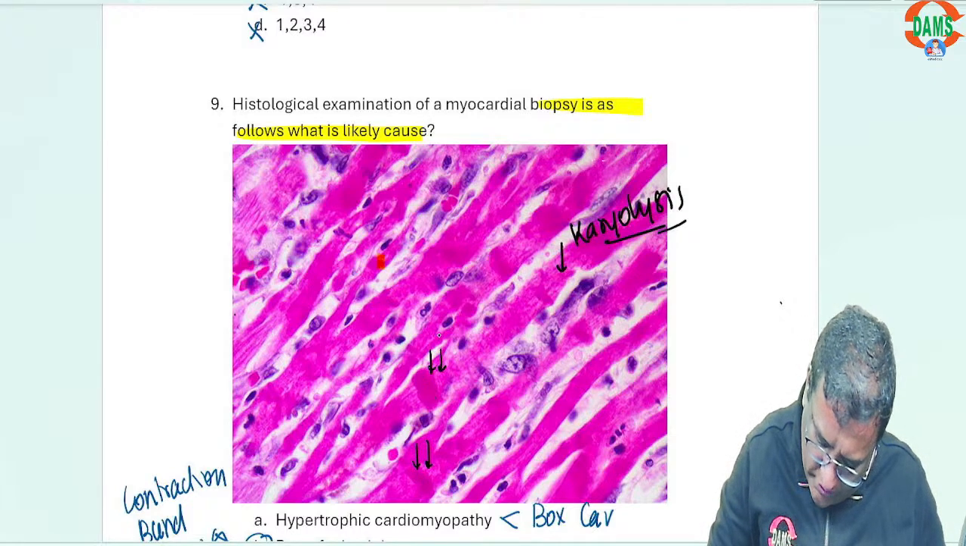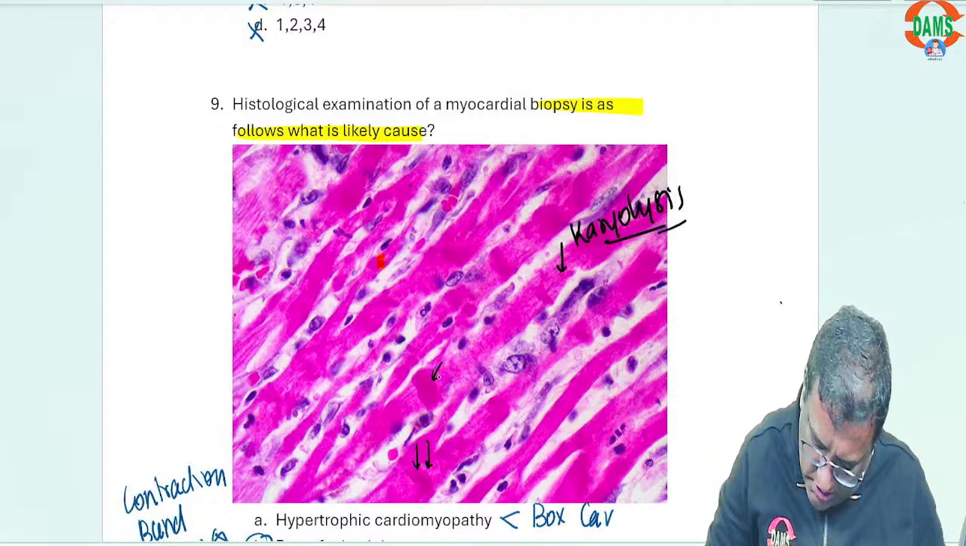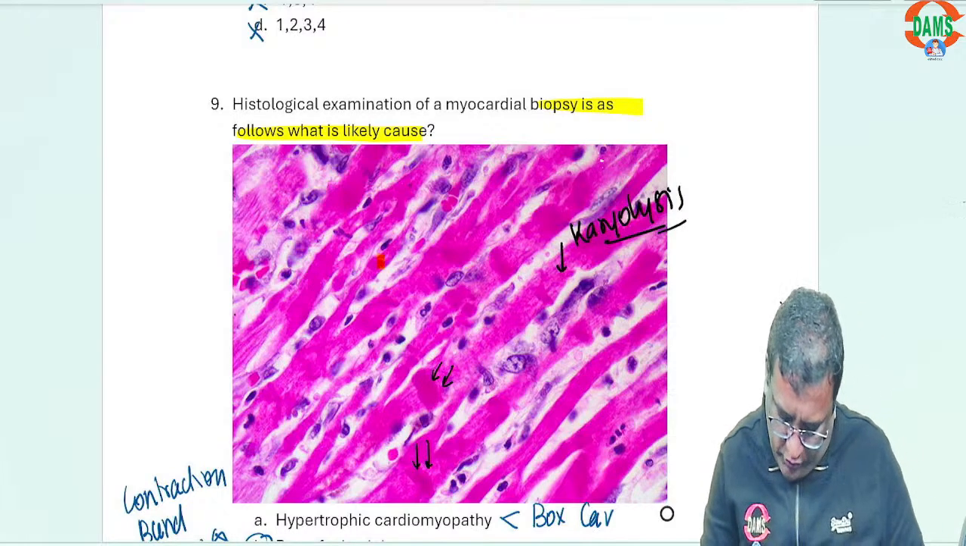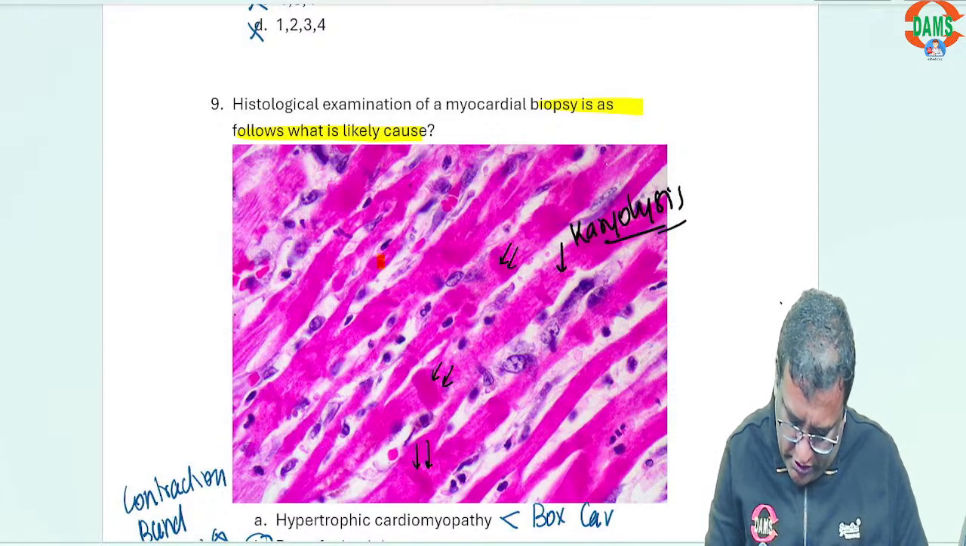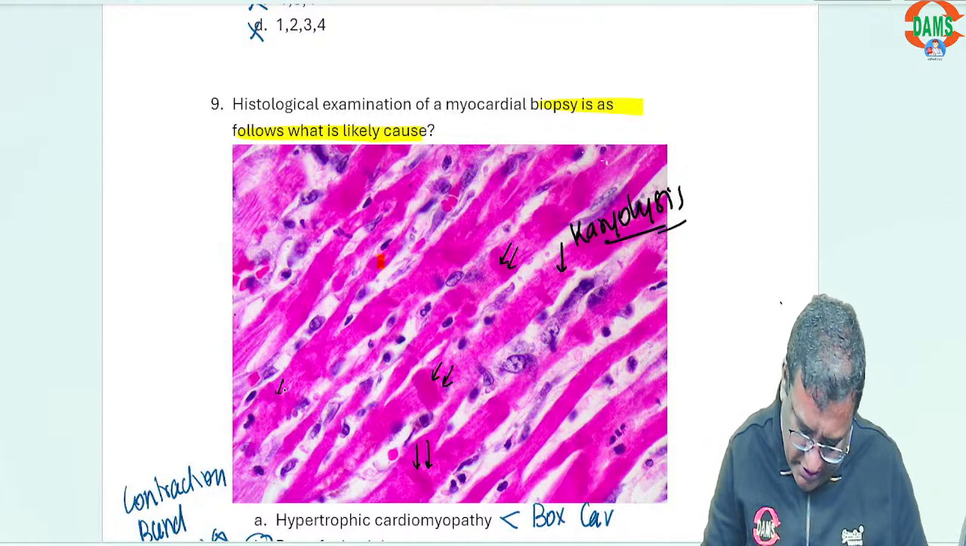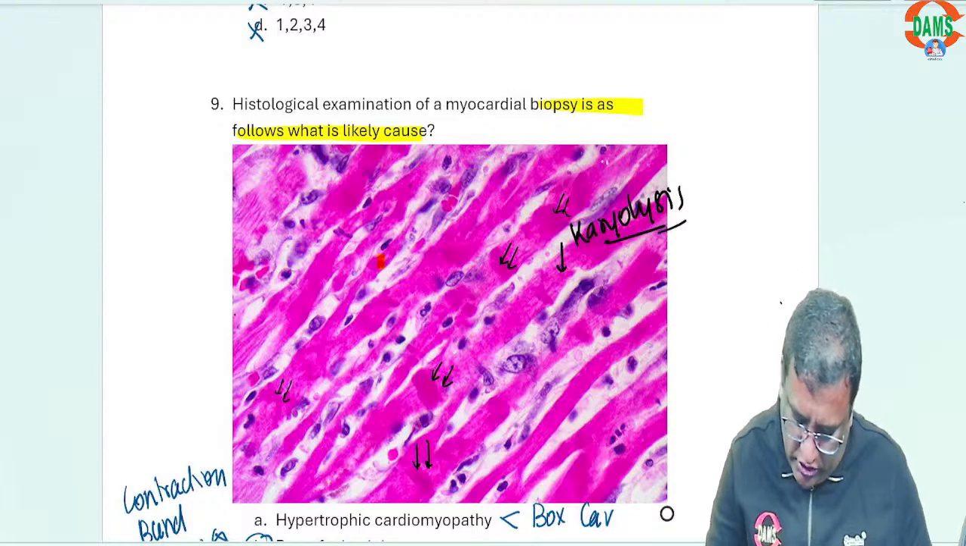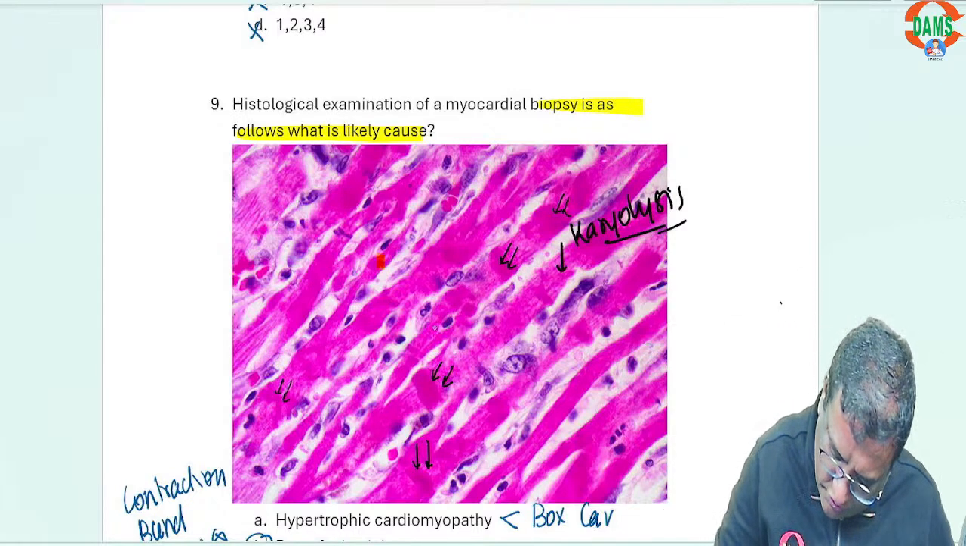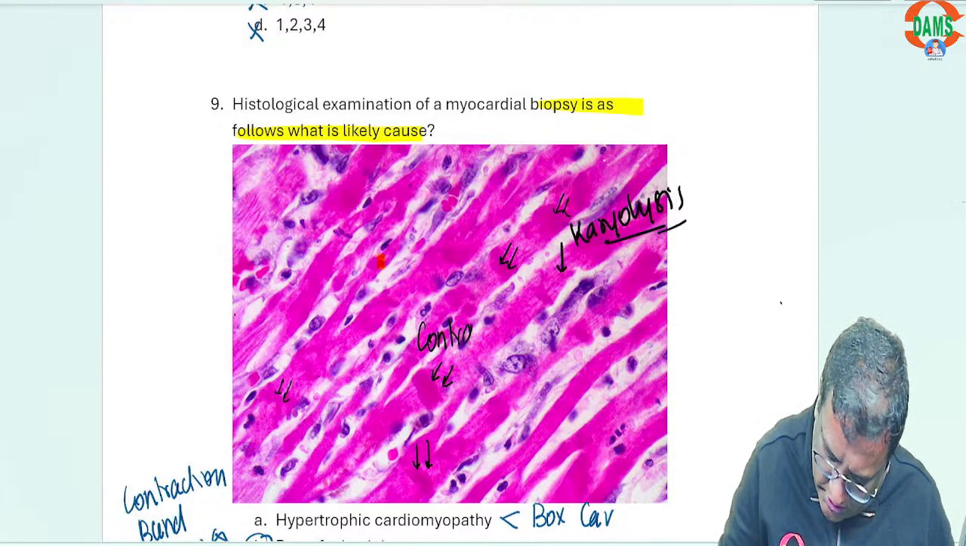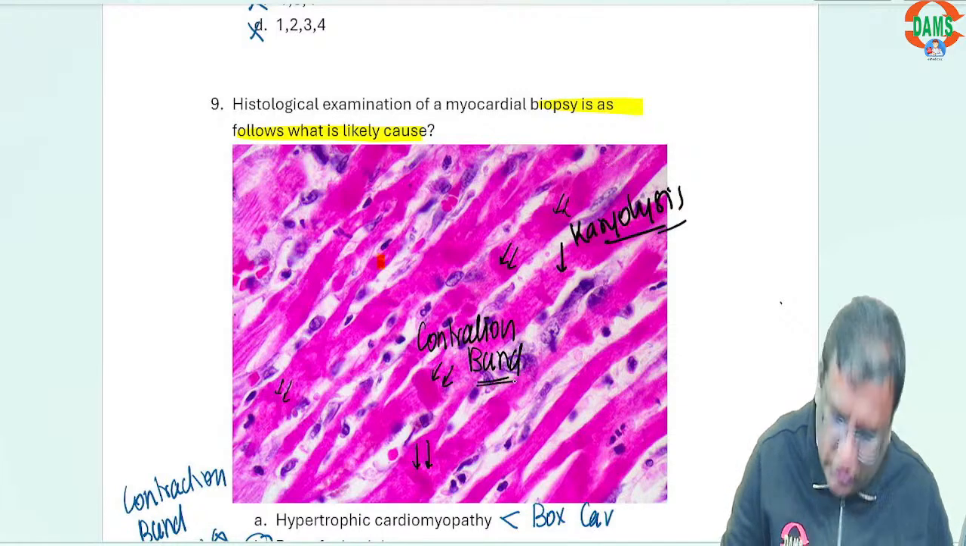The double arrows that I am pointing now, these double arrows are pointing to what? Hypereosinophilic bands, and these are the ones which we call contraction bands. So these are your contraction bands. With the double arrow that I have labeled, these are contraction bands. Why is contraction band happening? They can ask you this.